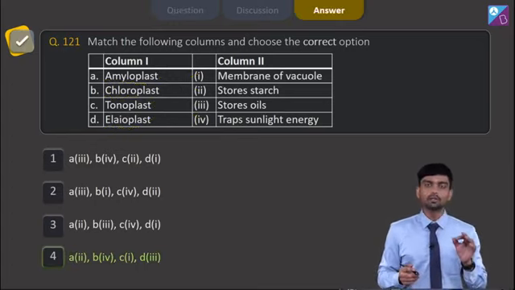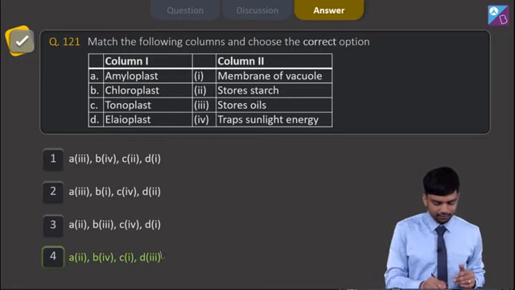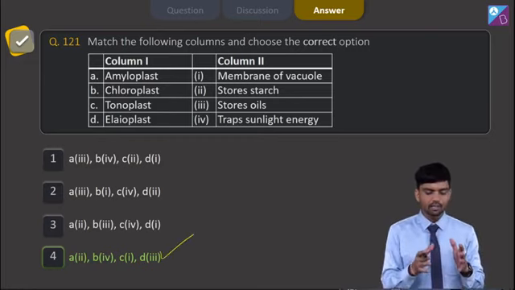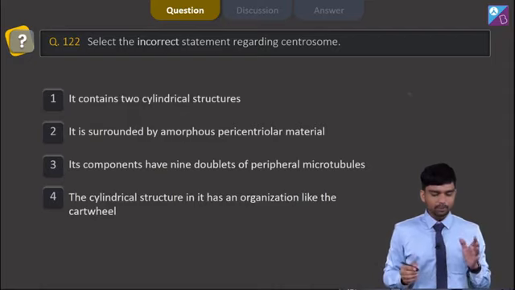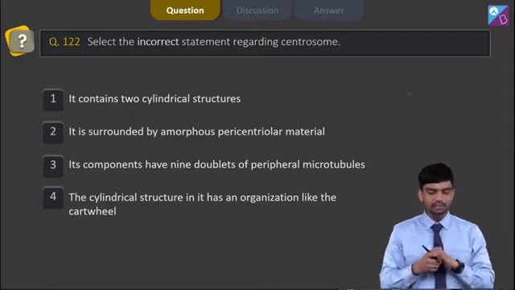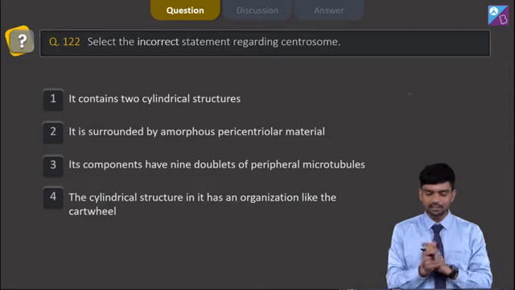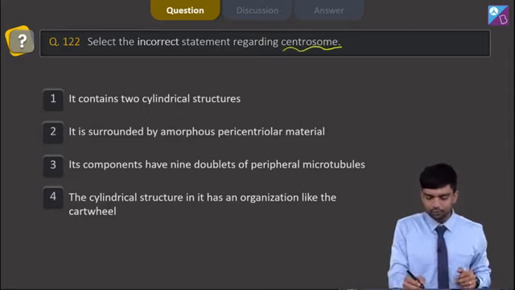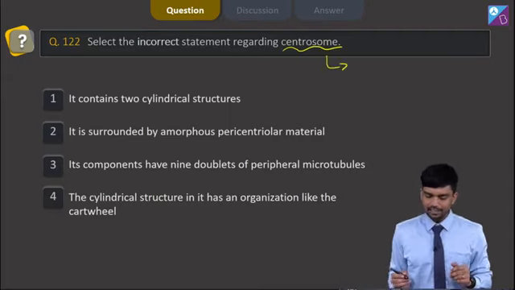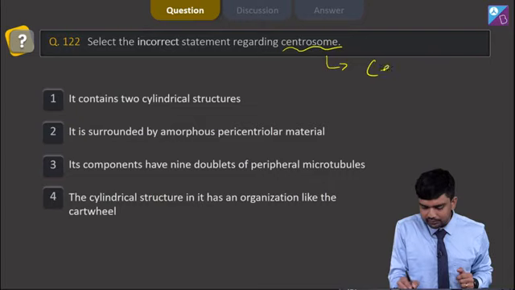So we have option number 4 as the right answer here, which is actually fitting with all the answers which we have ticked here. So we start with the next question, that is question number 122, which says select the incorrect statement regarding centrosome. So we have to select the option which is incorrect regarding centrosome. Centrosome is actually a structure which consists of two cylindrical structures inside it which are called centrioles.